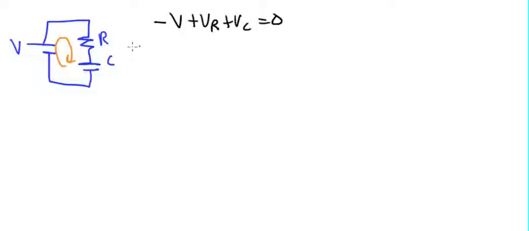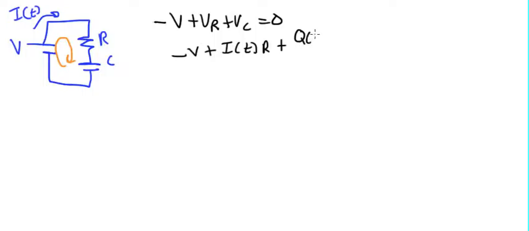This is an intermediate time, so we'll have some I of t, and neither the voltage across the resistor nor the voltage across the capacitor will be 0. So what we have to do is substitute in what these are. So minus V plus I of t times R plus Q of t over C equal to 0.